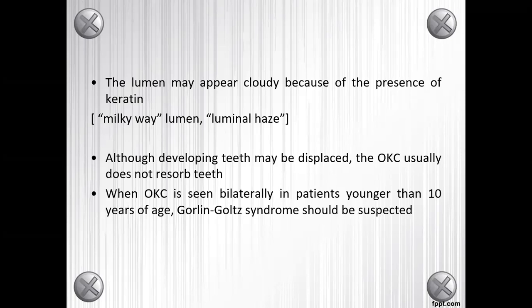When OKC is seen bilaterally in a patient younger than 10 years of age, it is called Gorlin-Goltz syndrome. So there are two syndromes associated with OKC. One is the basal cell nevus syndrome, which is associated with multiple OKCs in the jaw. So there are basal cell nevus and Gorlin-Goltz syndromes.